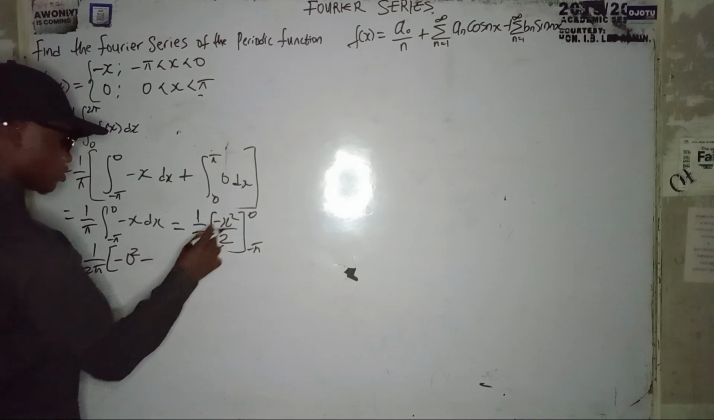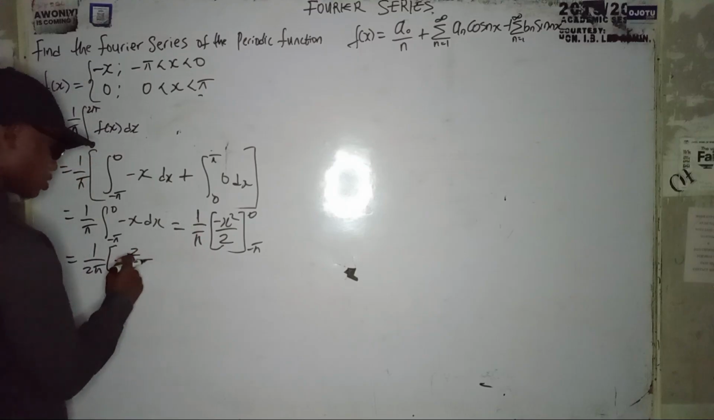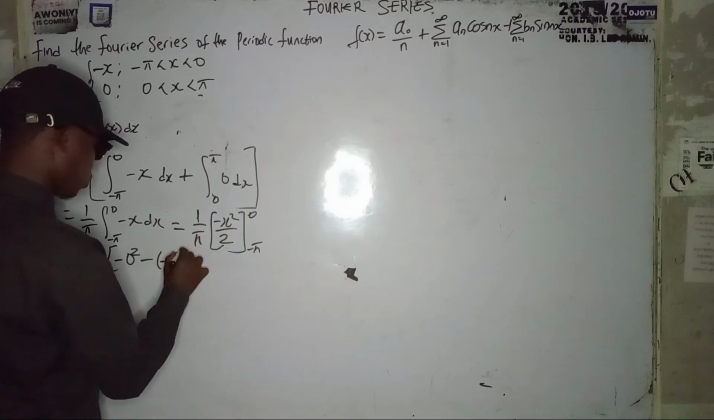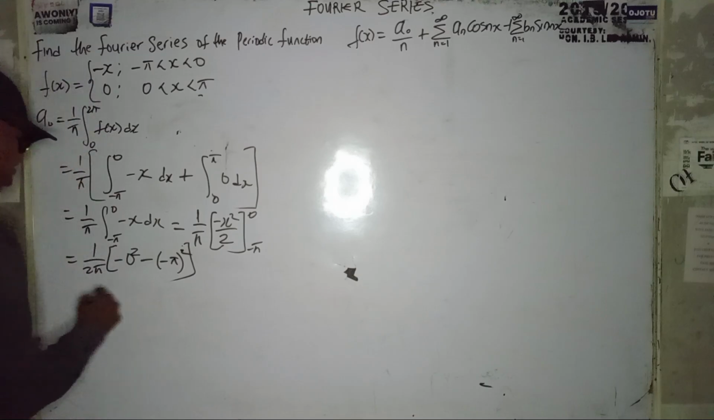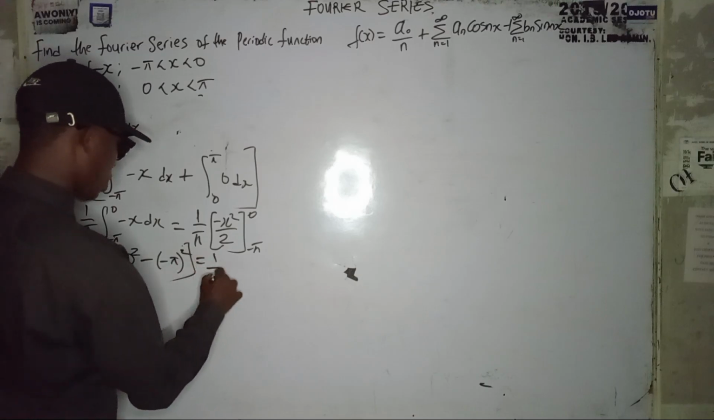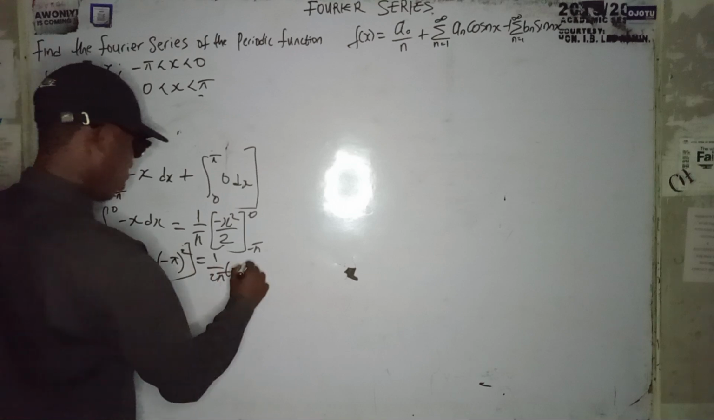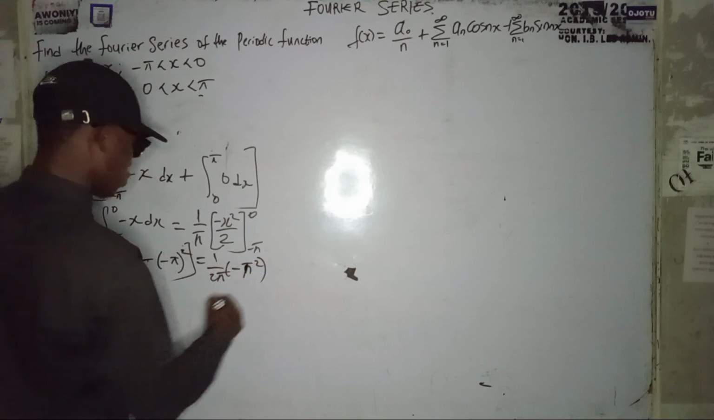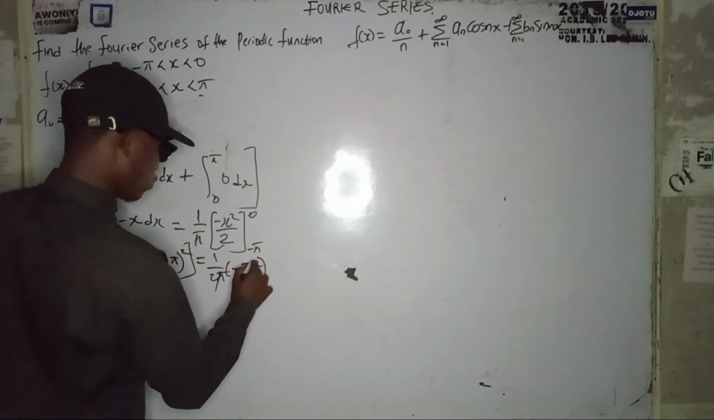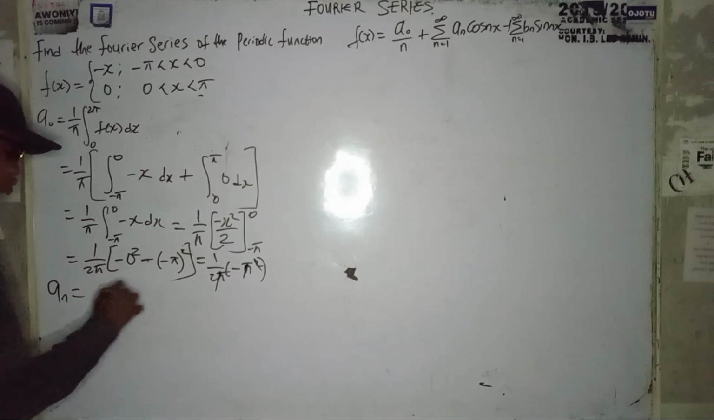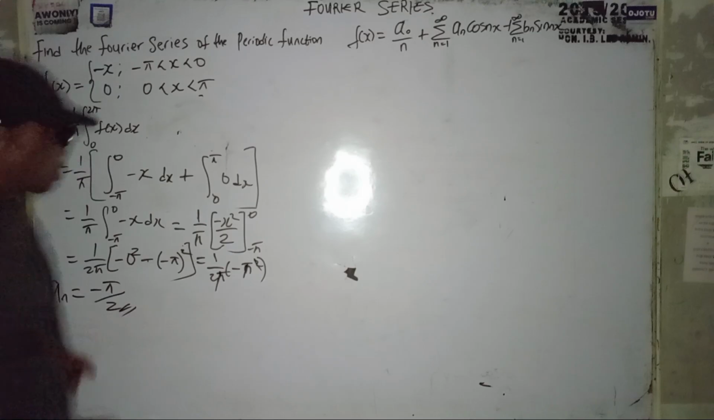Then we also have the minus here, which is the minus pi squared, then we close it. So at the end of the day, this is going to be 1 over 2 pi, the 0 cancels out, and we have minus pi squared. We cancel one of the pi, and therefore a naught would be equal to pi over 2 as our answer.